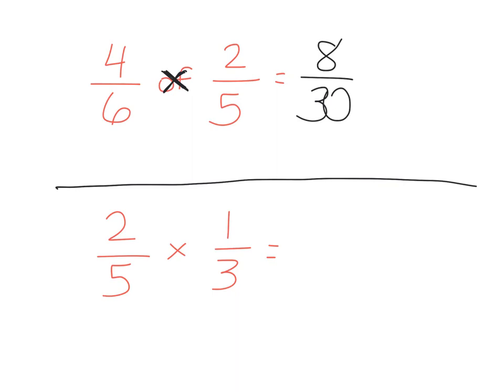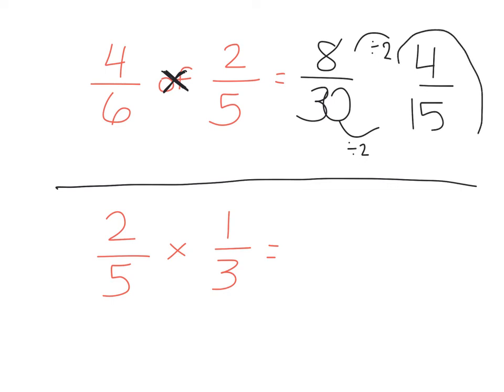You can divide the numerator and denominator by 2. So 8 divided by 2 is 4. 30 divided by 2 is 15. And 4/15 is in simplest form. You can't divide the numerator and denominator by any whole numbers, except for 1, but we've talked about that.